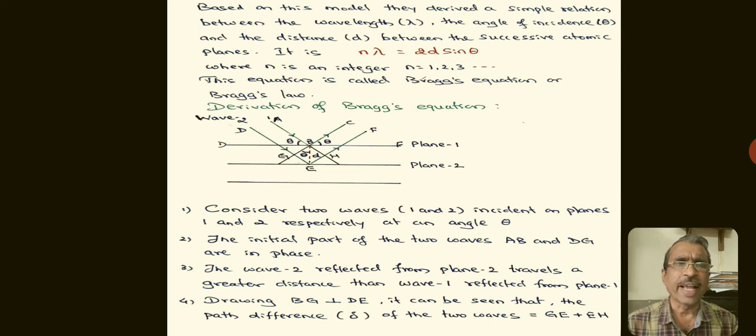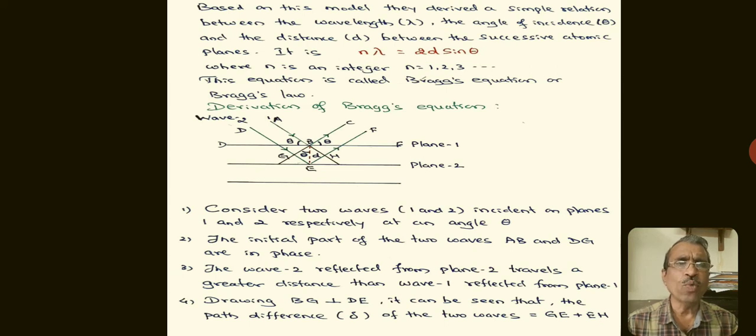In this diagram, I have taken two planes, plane 1 and plane 2, and two incident X-rays. One is AB and its reflected form is BC, and the second is incident on the second plane DE and the reflected is EF. At the first plane, it makes an angle theta. Now, keeping this diagram, let us explain it.